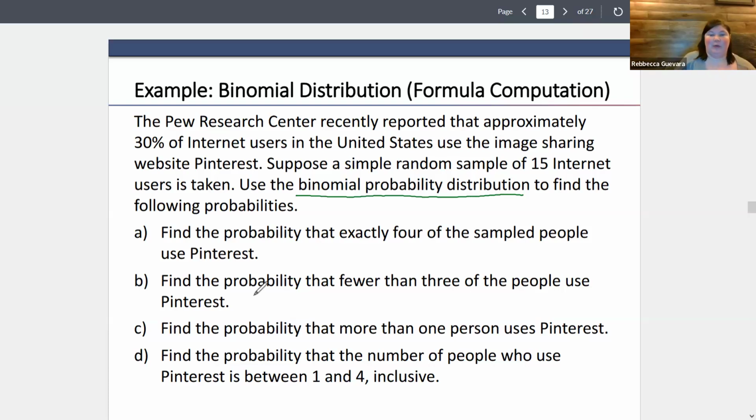Then we want to figure out the probability that fewer than 3 of the people use Pinterest, the probability that more than 1 person uses Pinterest, and the probability that the number of people who use Pinterest is 1 to 4 inclusively. So I guess that means anything in between.